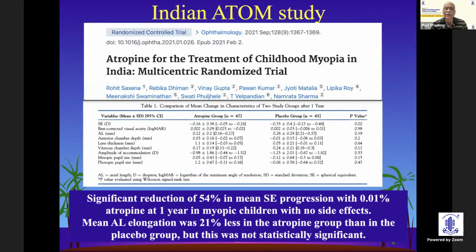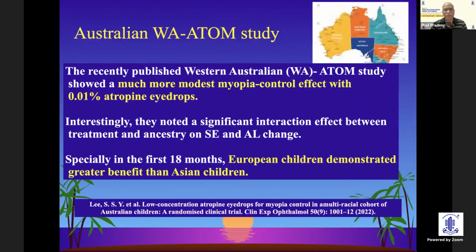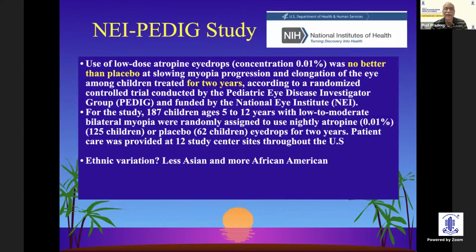Even from India, a multicentric trial published by Dr. Rohit Saxena has shown that in a year's time, a 54% reduction in the spherical error progression was seen with even 0.01%.